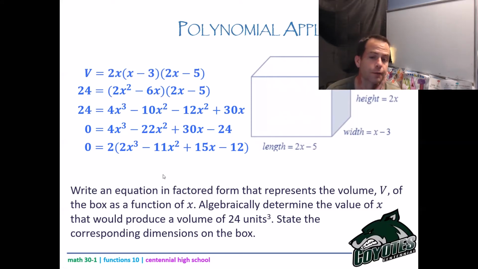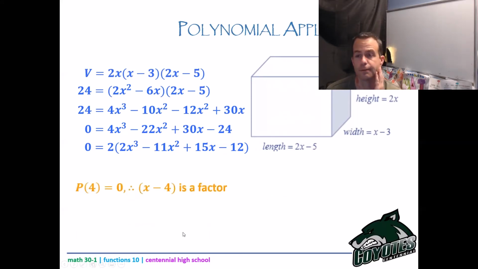The first one I went with was P of 4. So I've stated that P of 4 equals 0. When I plug in 4 for x, I get out 0. That is using the remainder theorem and the factor theorem to tell me that x minus 4 is a factor. Now that I know that x minus 4 is a factor, I need to divide it out.